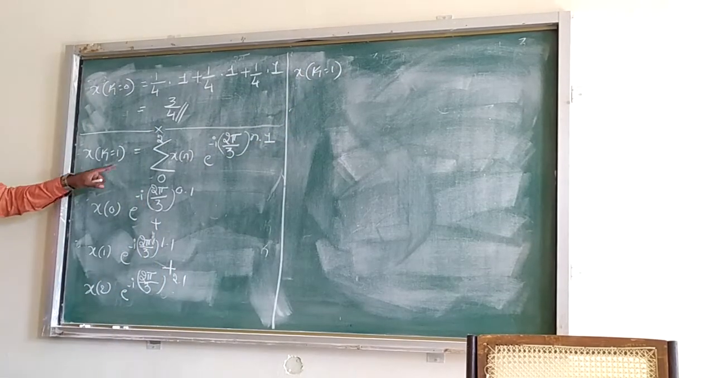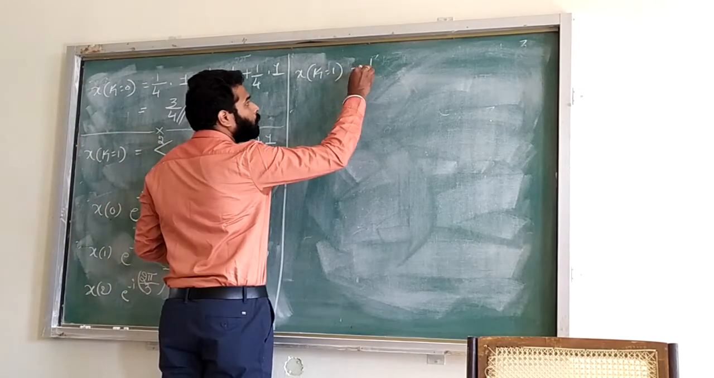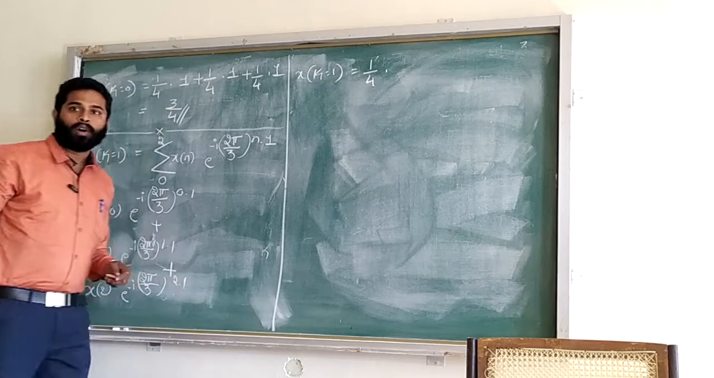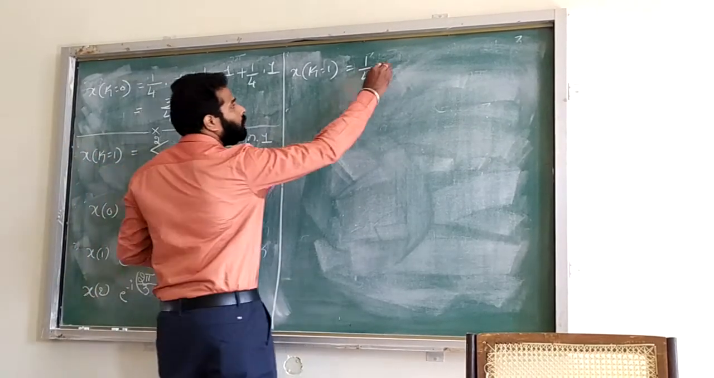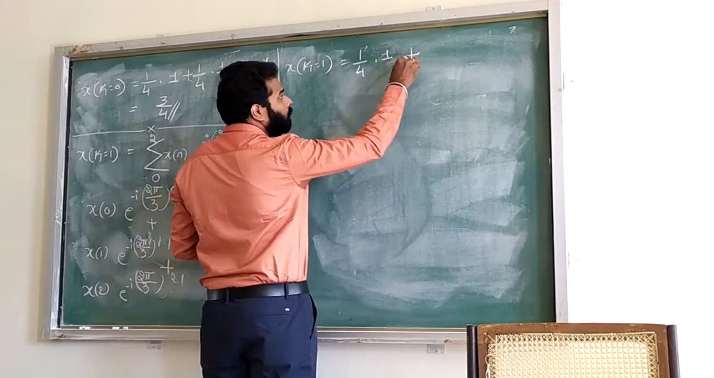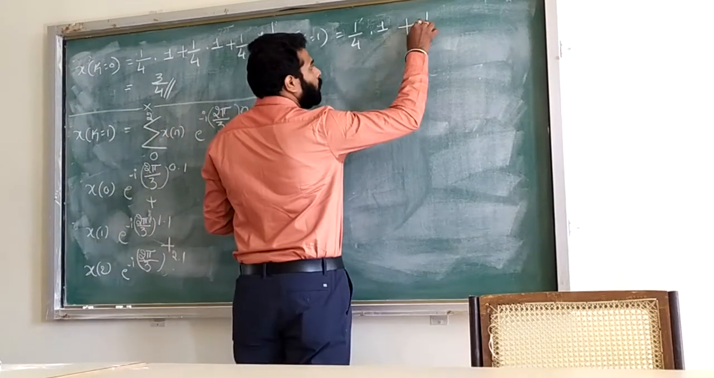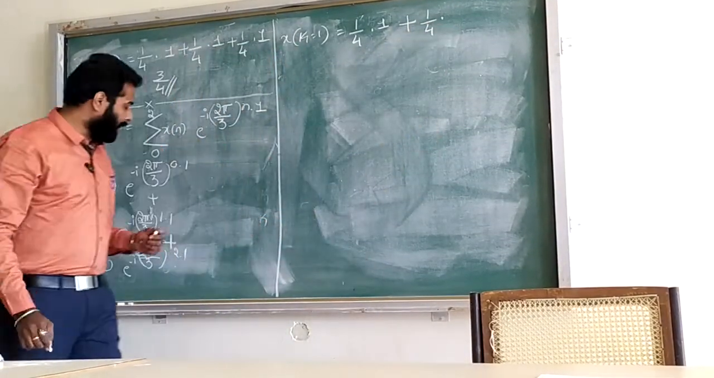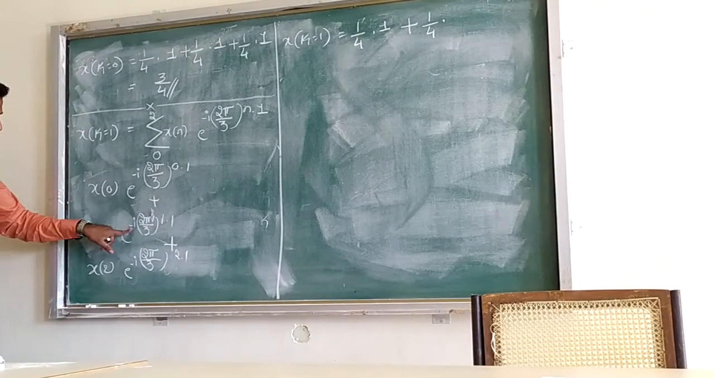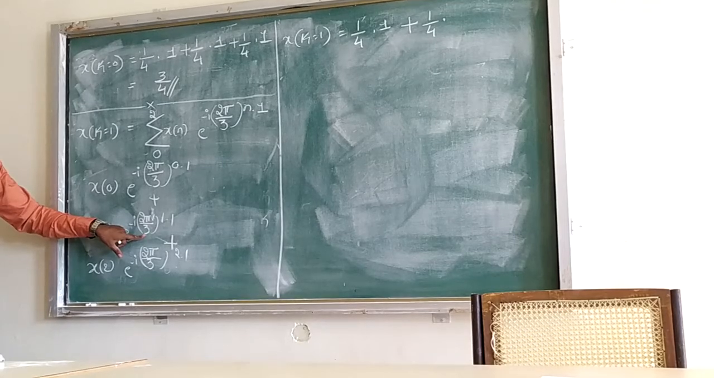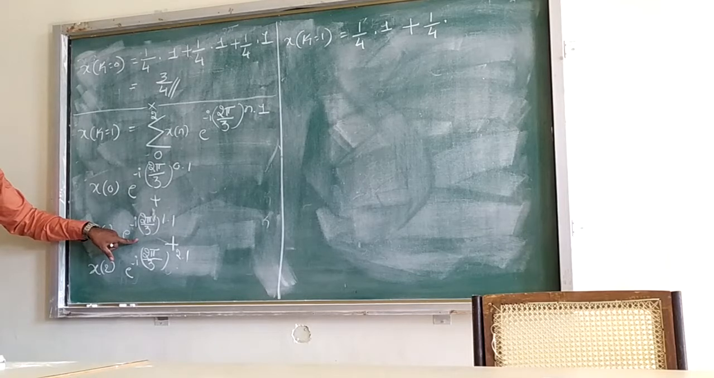Now we'll start simplifying this. X of 0, the first value, is 1 by 4. So that's equal to 1 by 4 into e raised to 0 into 1, which is 0, and e raised to 0 is 1. Plus x of 1 is again 1 by 4, so 1 divided by 4 multiplied by e raised to minus I 2 pi by 3 into 1. That is e raised to minus I theta, cos theta minus I sin theta. So cos 2 pi by 3 minus I sin 2 pi by 3.